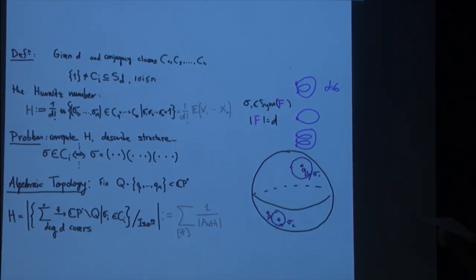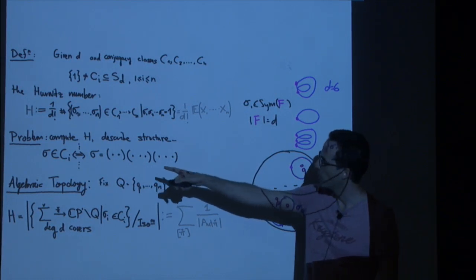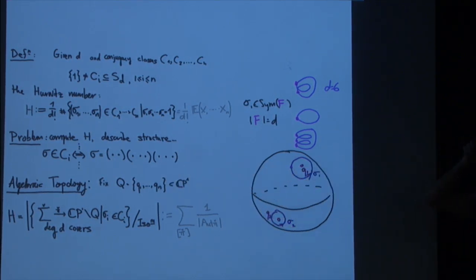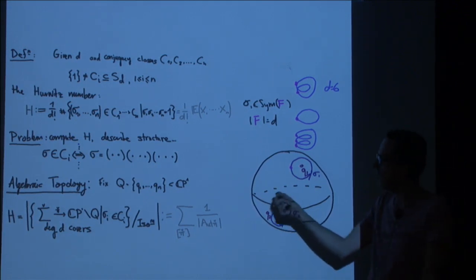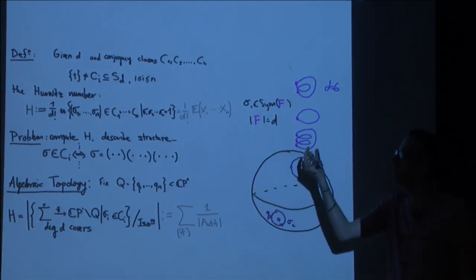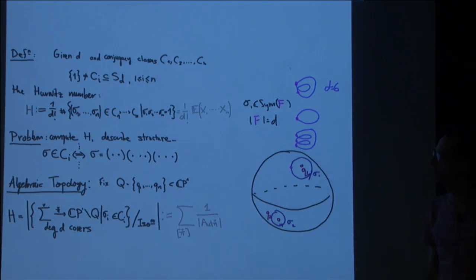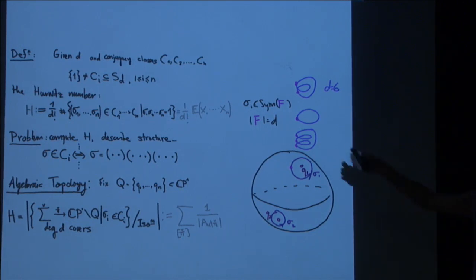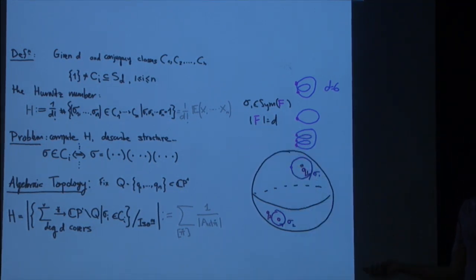What do I mean by structure? So note that two permutations are in the same conjugacy class if and only if they have the same cycle lengths. So it's natural to ask whether you can decompose H in some sense into these individual cycles. And another question you might ask is, can we somehow decompose H, computing some Hurwitz number in terms of some other simpler Hurwitz numbers in some sense. And maybe we'll talk about that towards the end.